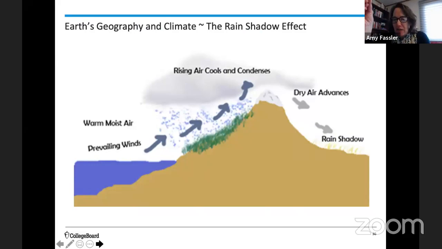So let's go back. We have one other aspect of weather and climate that we need to take a look at, and it's how the Earth's geography influences that.